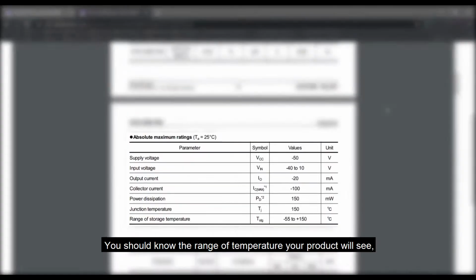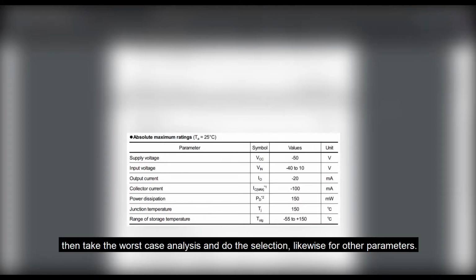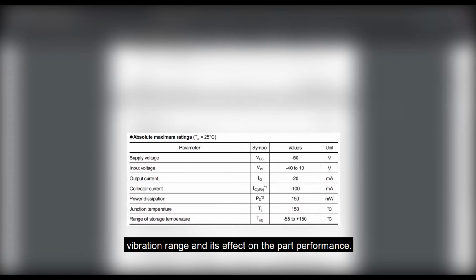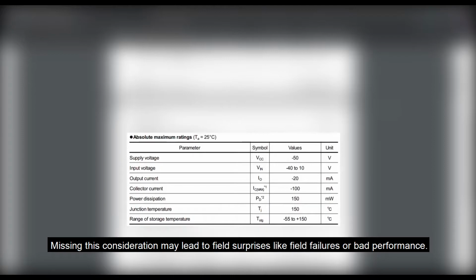You should know the range of temperature your product will see, then take the worst-case analysis and do the selection. Likewise for other parameters. Properly check the operating and storage temperature, humidity, pressure, vibration range, and its effect on the part performance. Missing this consideration may lead to field surprises like field failures or bad performance.